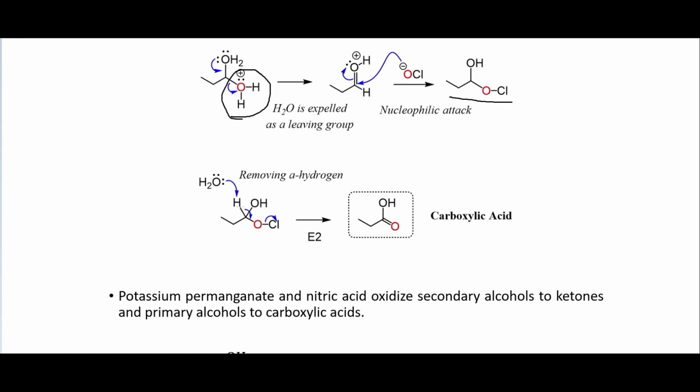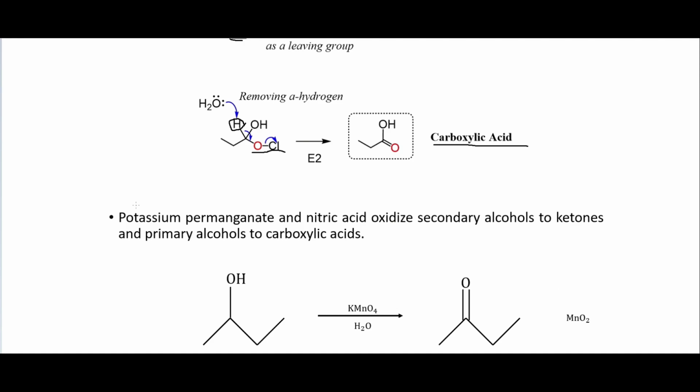Then our water comes in, we do another E2 elimination using this hydrogen, and this hypochlorite right here leaves, and so we end up with a carboxylic acid. So we have now oxidized this all the way to the carboxylic acid.